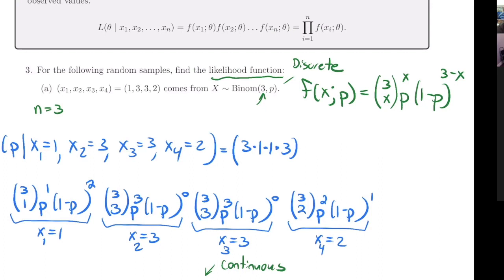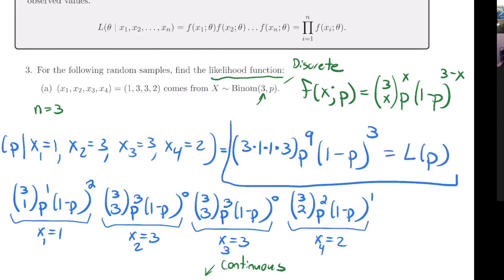Now I'm going to group all of my p terms together. So I have p to the first, p cubed, p squared. So that gives me 9 p's, right? And then I group together my 1 minus p's, which are 3 of them. And that would be my likelihood function for this one.